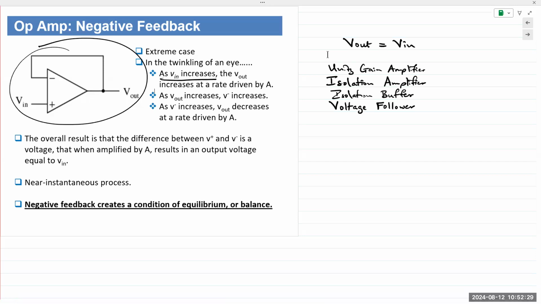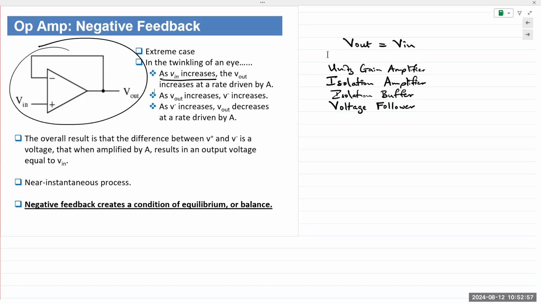That output is fed back into the negative terminal. That negative terminal reduces the input going in. So the difference going in is now reduced. It amplifies it again, sends it back to the input. So it's kind of like a loop cycle where the output is not permitted to exceed the input. Hence, the output follows the input exactly as it is.